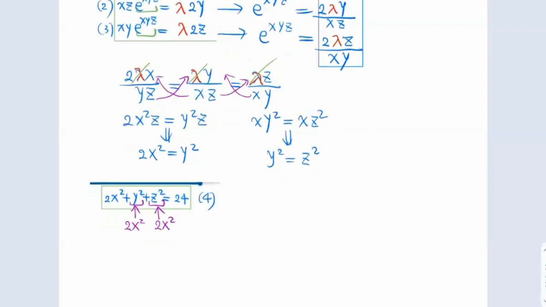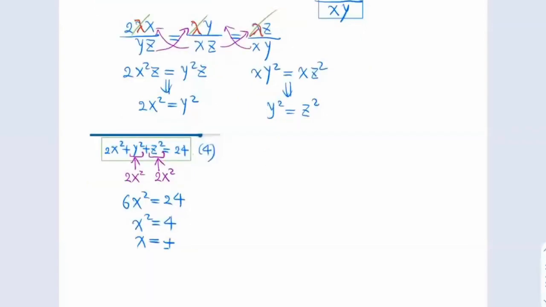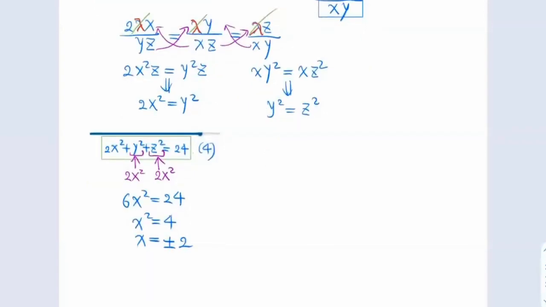So that will enable us to solve for x. So we have 6x squared on this side. 6x squared equal 24. So x squared equal to 4. X equal to what? Plus or minus 2, right? Yep. All right. So if x equal plus or minus 2, because y squared is 2x squared, so y squared is what? It will be 2 times 4, which is 8, right?